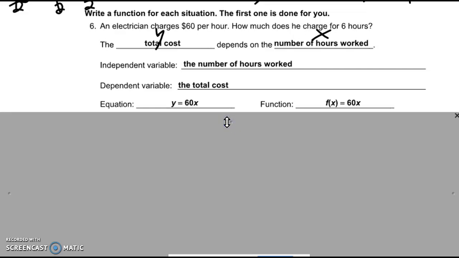And then let's go one step further. How much does he charge for 6 hours? So that would be where we would plug in 6 for x. So we would say f of 6 is 60 times 6. And 60 times 6 is 360. So he's going to charge $360 to work those 6 hours.